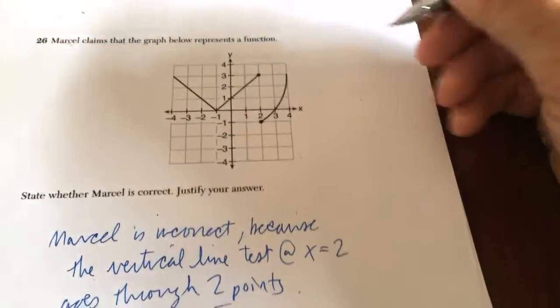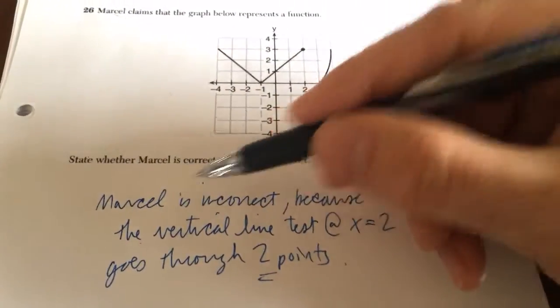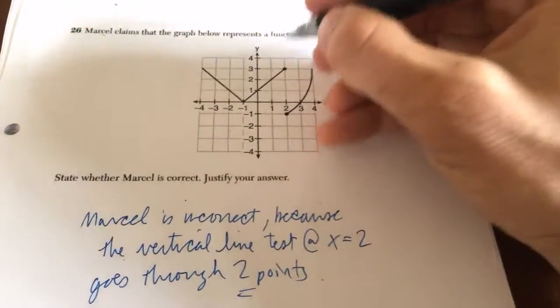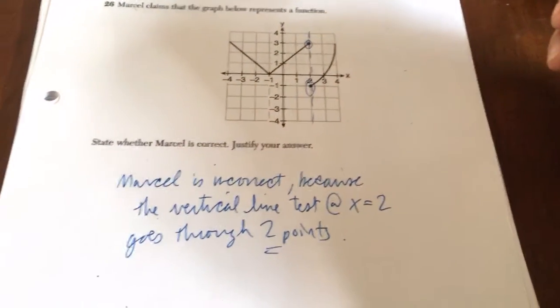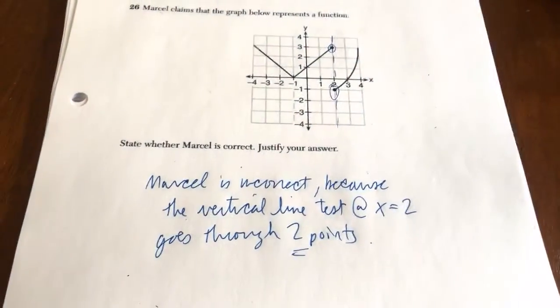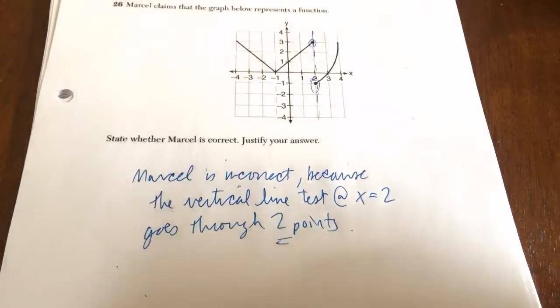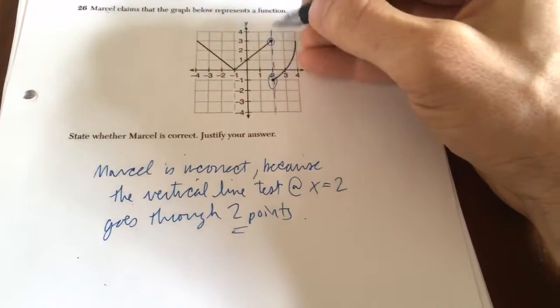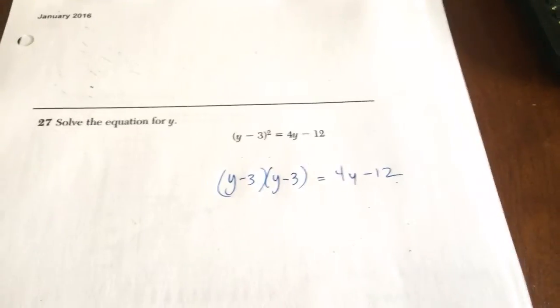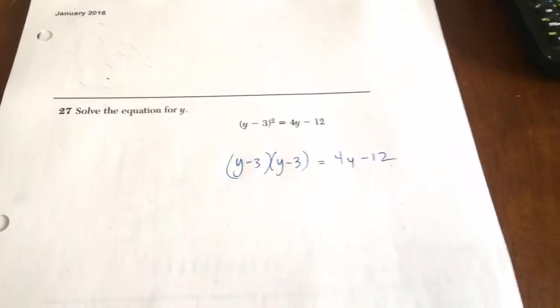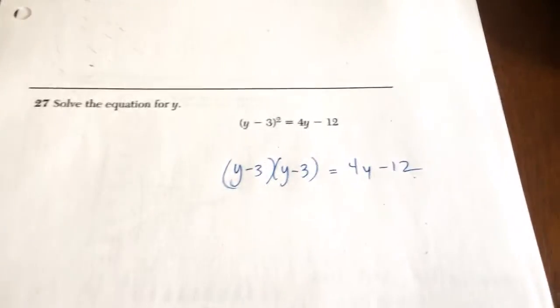Number 26, Marcel claims that this graph is a function. State whether he's correct. Marcel's incorrect because of the vertical line test: at x equals 2, it goes through 2 points. The vertical line test says that if a vertical line goes through 2 points, it's not a function.